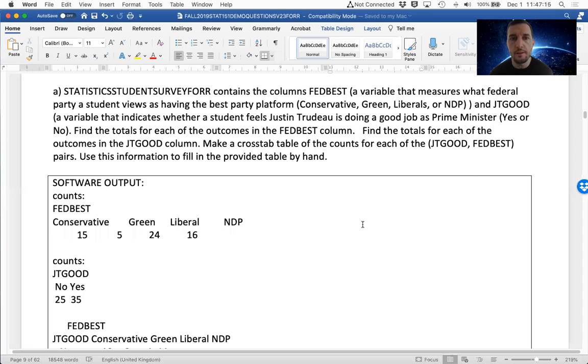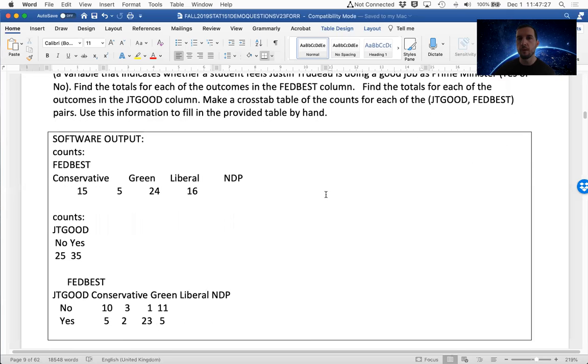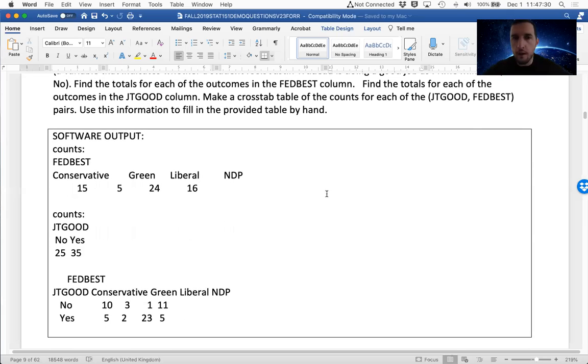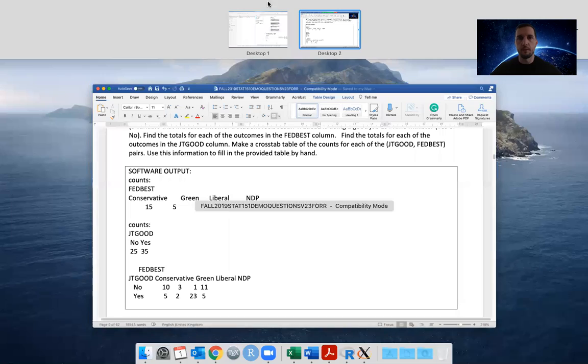Find the totals for each of the outcomes in the Fed best column. Find the totals for each of the outcomes in the JT good column. Make a crosstab table of the count for each of the JT good Fed best column. Use this information below. So first off, when we look at this data set, this is always a good starting spot.